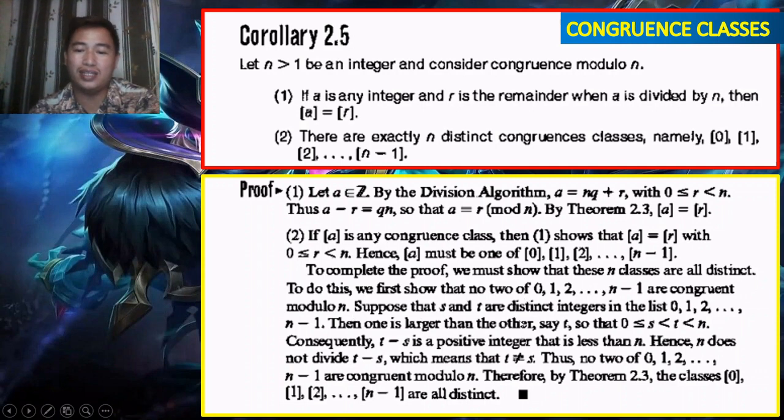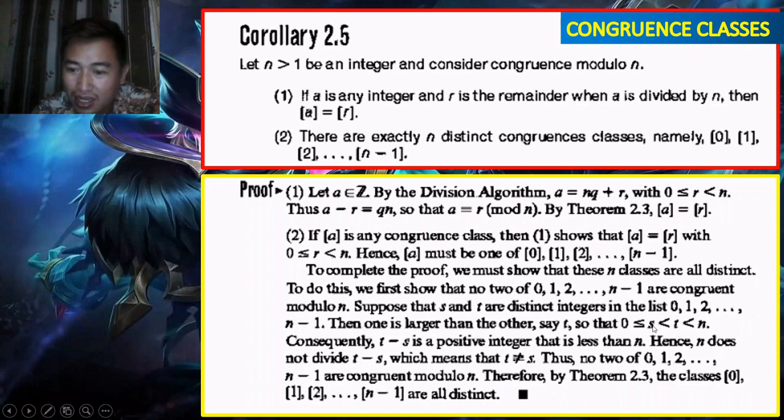So suppose that s and t are distinct integers in the list from 0 to n minus 1. So we suppose we have two classes, s and t. The point is that none of them are equal here. So then one is larger than the other. Say, t is the larger one. So that 0 less than or equal to s less than t less than n. Okay. So, these s and t are in between 0 and n. Then s is smaller than t. Okay.